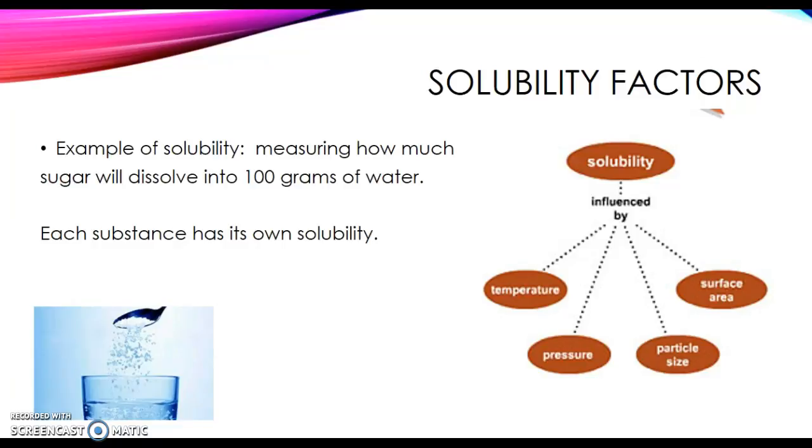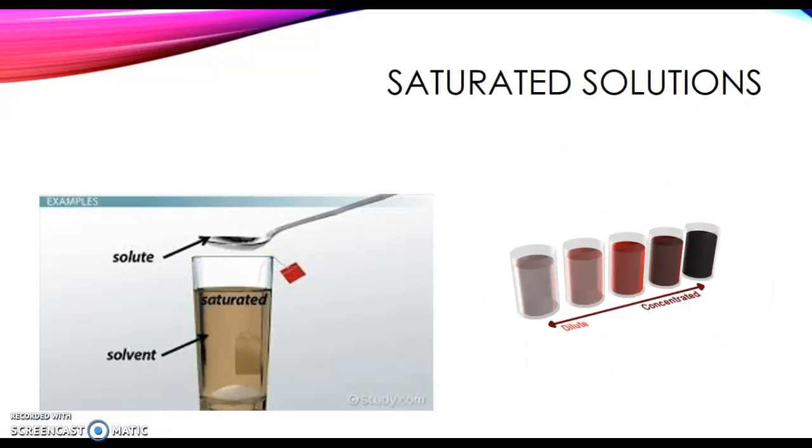So some examples of solubility might be measuring how much sugar will dissolve into 100 grams of water. That could be a good example. Every substance has its own solubility, and as we learned in our I can statements, they can be influenced by several different things. When we're talking about a saturated solution, maybe you've been in this situation before where you add some sugar to a drink and the first time you add too little, and so it's not enough, and so then you add more.